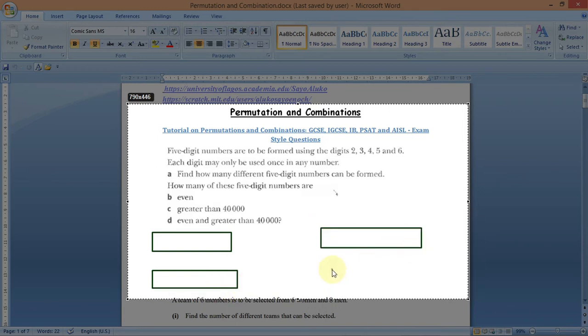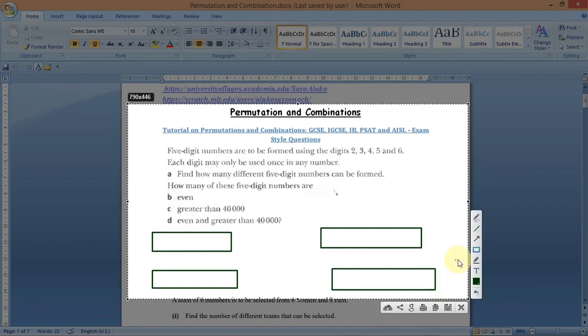I don't know if I'm going to need more square boxes, but I just want to draw this. I may not use everything. So divide this one into 5: 1, 2, 3, 4 and 5. Again, 1, 2, 3, 4 and 5. Okay, so let's get started now.